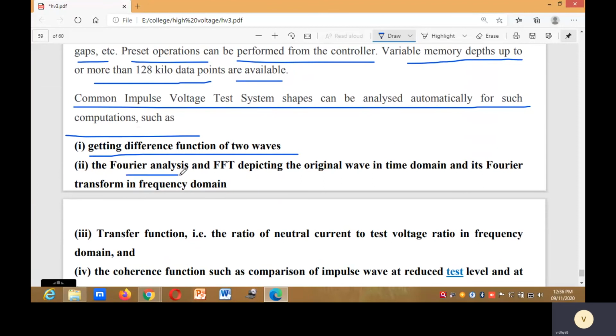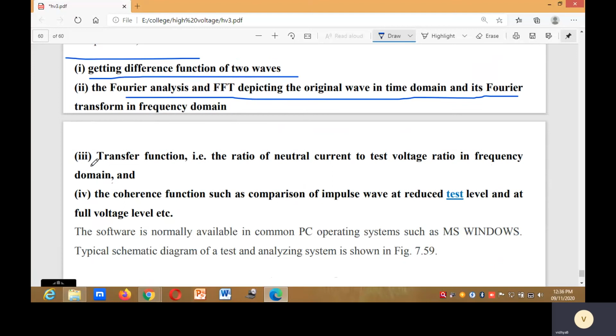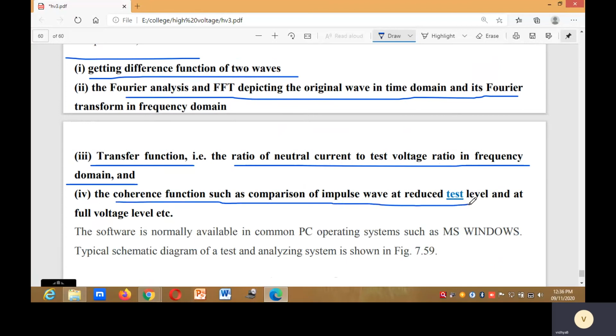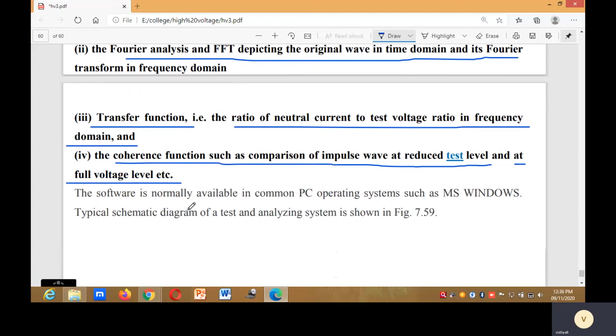The Fourier analysis and FFT, depicting the original wave in the time domain and its Fourier transform in the frequency domain. Transfer function, that is, the ratio of neutral current to test voltage in the frequency domain. The coherence function, such as comparison of the impulse wave at reduced test value and at a full voltage level, etc. The software is normally available in common PC operating systems such as MS Windows.